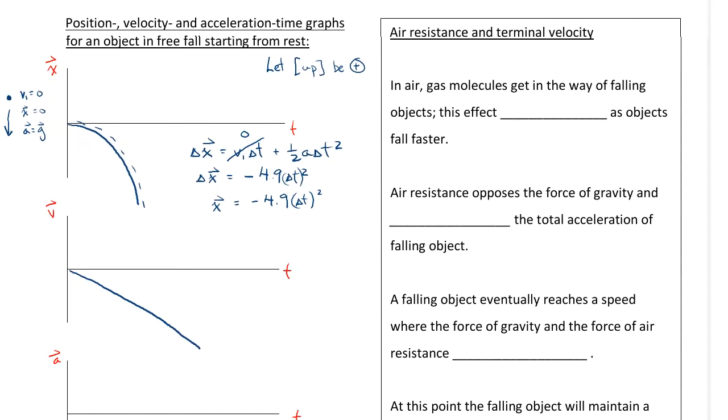Let's end with a note about air resistance and terminal velocity. So we've been talking about free fall, or falling in a vacuum, where the only force that's acting on something is the force of gravity. But in air, gas molecules get in the way of a falling object. So here's our falling object. Gas molecules are going to pile up here, and they're going to do that more and more the faster the object goes. That piling up effect increases as objects fall faster. Now, the pileup of those air molecules opposes the force of gravity. They're going to push backwards on the object. They're a form of friction, essentially, pushing backwards on the object in that direction, and that decreases the total acceleration of the object. So instead of falling like it would in a vacuum, it falls more slowly.